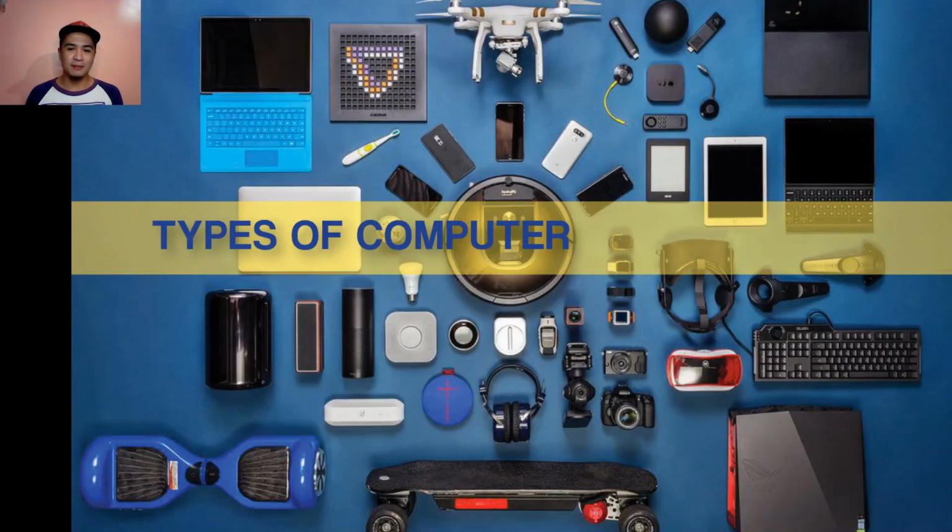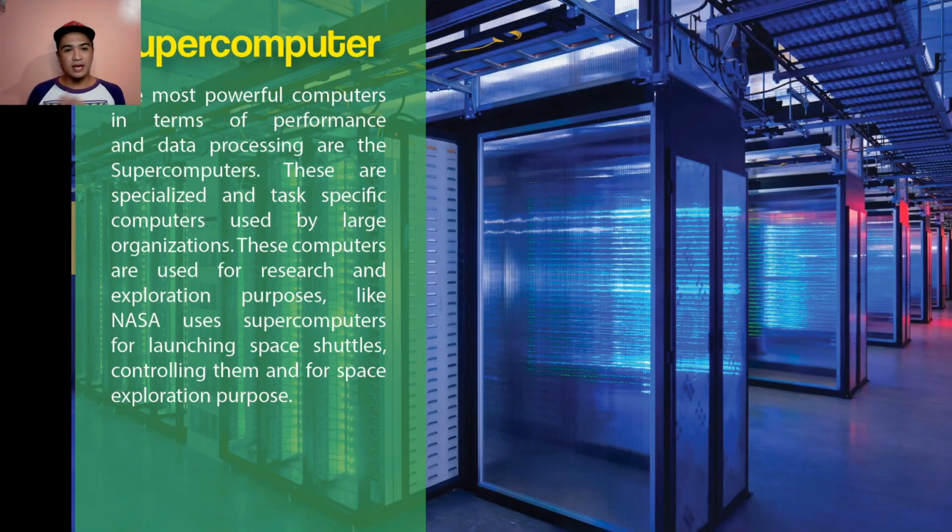Now, let's talk about types of computer. We already talked about supercomputers, so I'm just going to read it. The most powerful computers in terms of performance and data processing are supercomputers. These are specialized and task-specific computers used by large organizations, for research and exploration purposes, like NASA. These guys communicate with the satellites outside planet Earth. NASA uses supercomputers for launching space shuttles, controlling them, and for space exploration. You can just imagine that has to be done with a supercomputer, right?